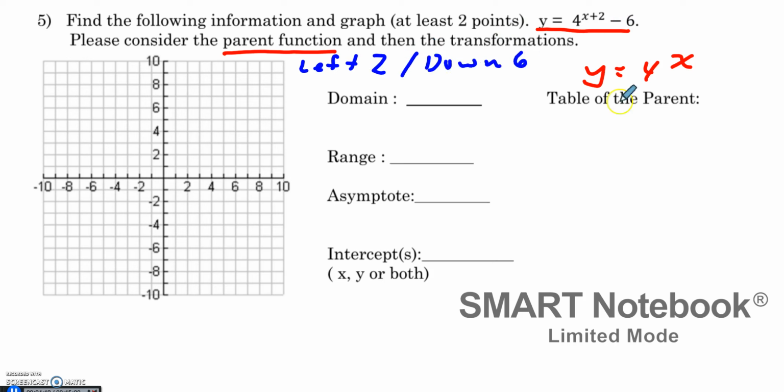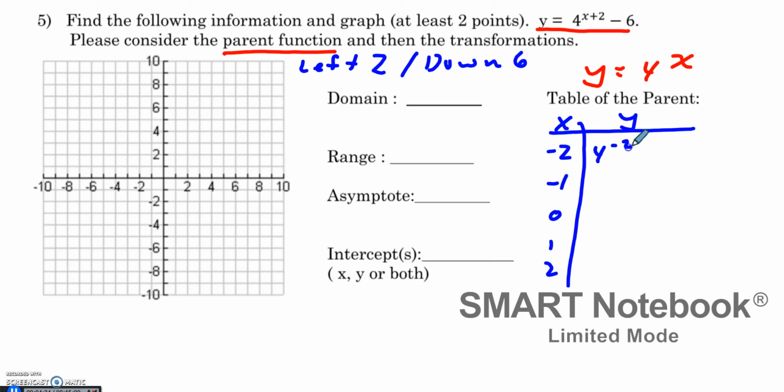So the parent function is the basic function without those movements. And so what I like to think about is what the parent function looks like, and then we can shift those points around. So usually the best values are negative 2, negative 1, 0, 1, 2. So if I take all of those and plug them into the parent function, I would get 1/16, 1/4, 1, 4, 16. Remember, negative exponents are reciprocals.